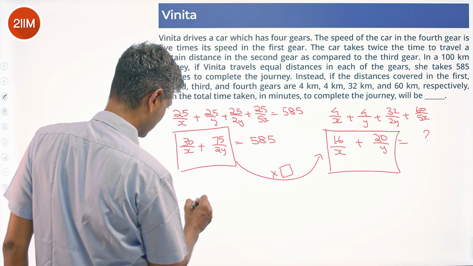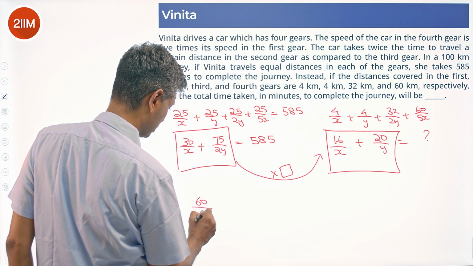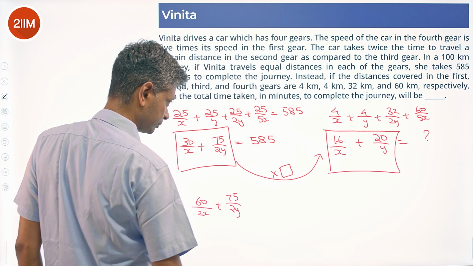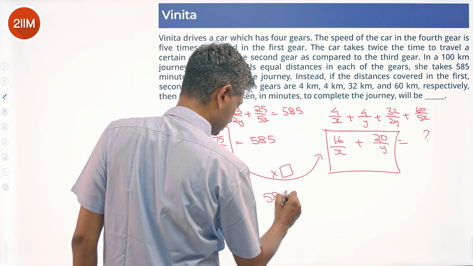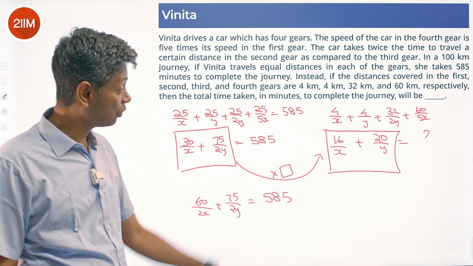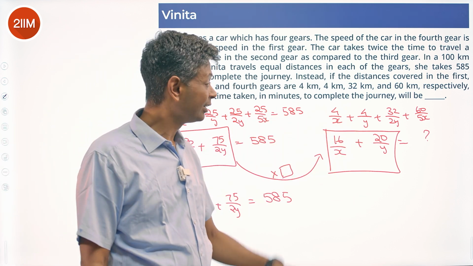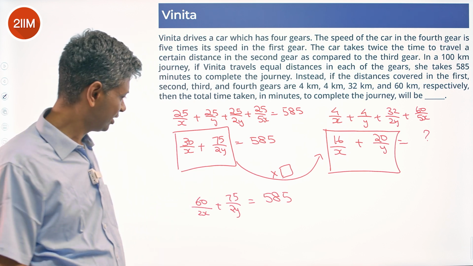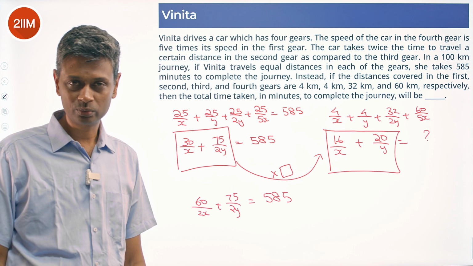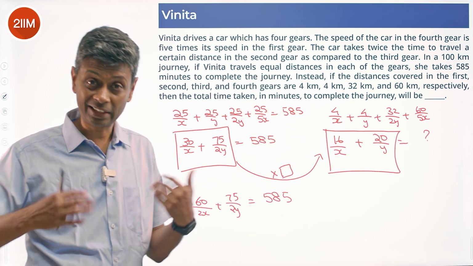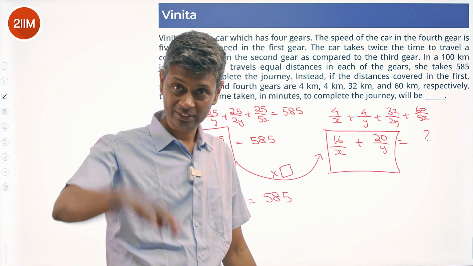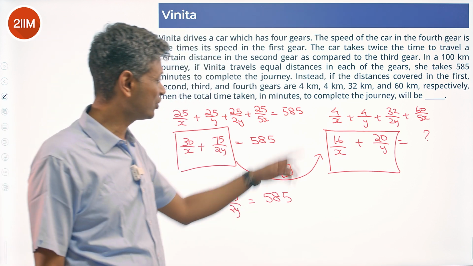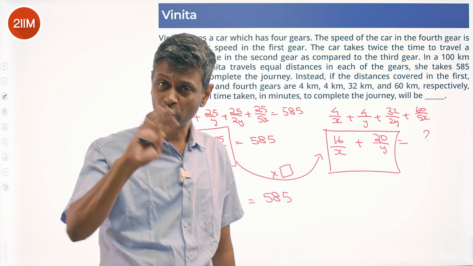We can imagine this as 60 by 2x plus 75 by 2y equal to 585. The coefficients of 1 by x and 1 by y, 16 and 20 here, 60 and 75 here. The ratio of the coefficients is 4:5. I'm through. I can find this. And exactly how we find it, how do we find that ratio, we'll come to that. But if I know 30 by x plus 75 by 2y, I can find 16 by x plus 20 by y because the ratio of the coefficients is the same.